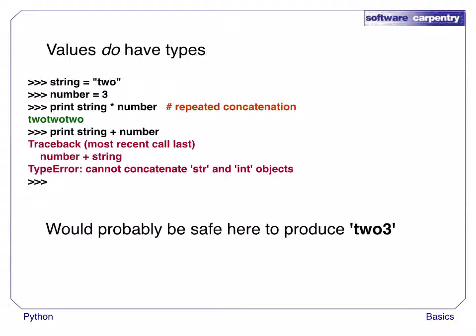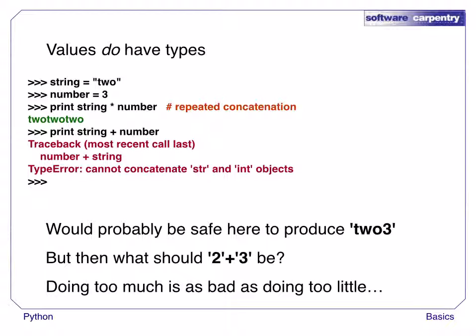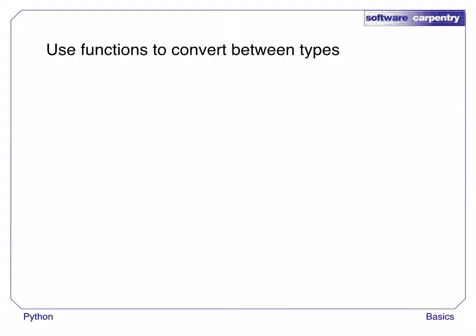In this case, you probably think that 2, 3 would be a sensible answer. But then what should be the result of adding the string 2 to the string 3? Should it be the string 23, the integer 5, or the string 5? And in programming languages, experience teaches us that doing too much is just as bad as doing too little. If we really do want to add the string 2 to the integer 3, perhaps we can use some built-in functions to convert one or the other first.